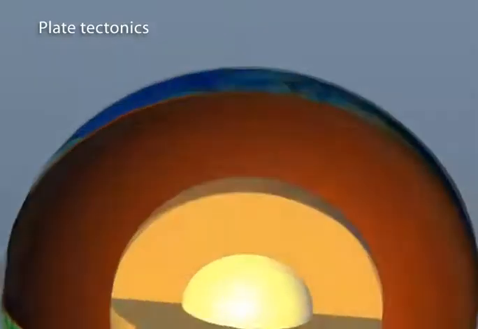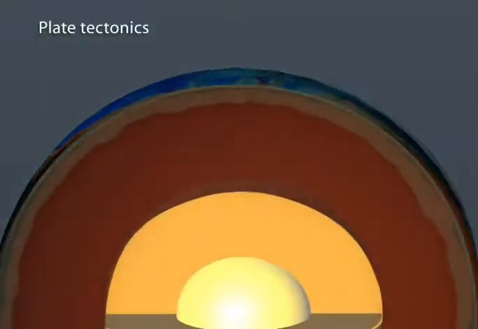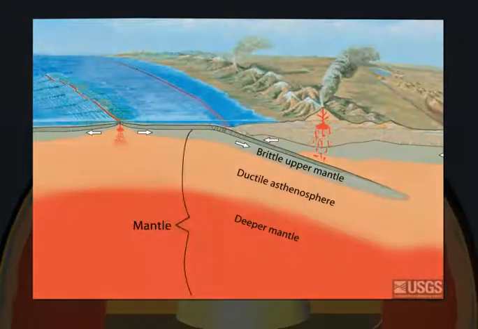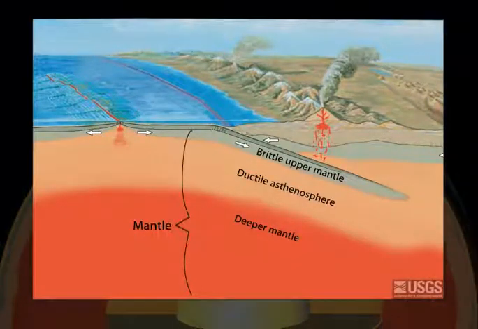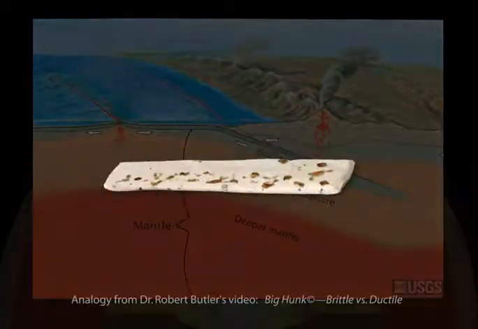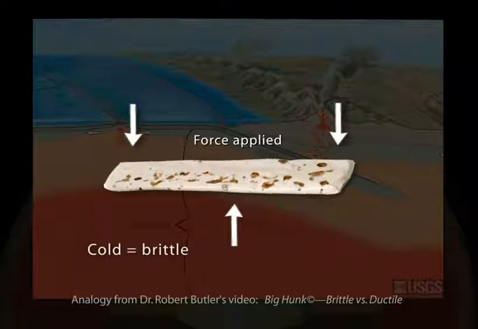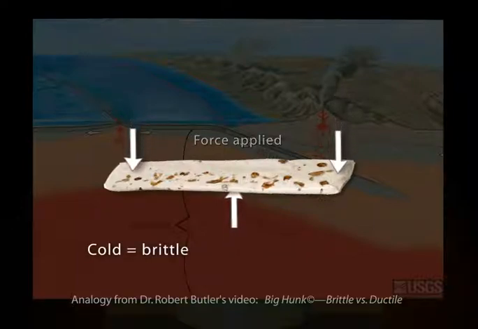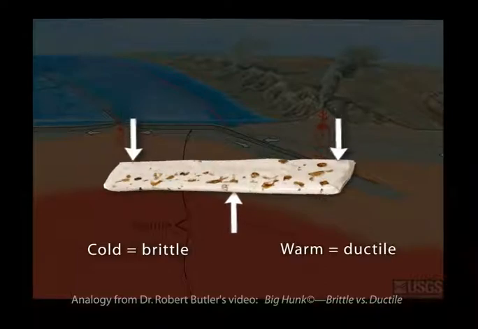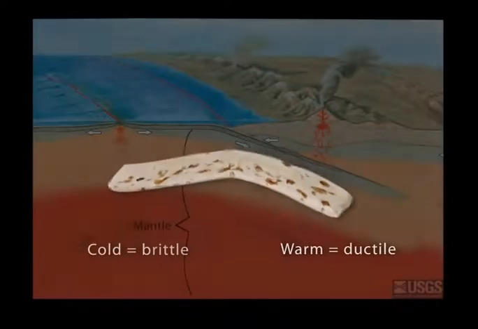But back to plate tectonics. As you recall, the cool uppermost part of the mantle is brittle. How can the top of the mantle be brittle when the same material in the asthenosphere is ductile? A Big Hunk candy bar can be used as an analogy. Like the uppermost cool mantle, when the Big Hunk is cold, it is brittle and breaks when bent. When you heat it up, it becomes ductile or plastic and can bend and flow.